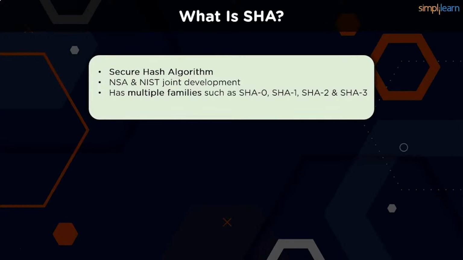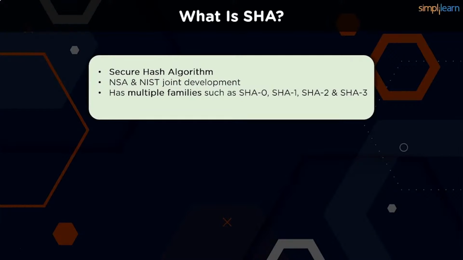SHA-2 is a family of 2 similar hash functions with different block sizes, known as SHA-256 and SHA-512. They differ in the word size. SHA-256 uses 32-bit words, while SHA-512 uses 64-bit words.